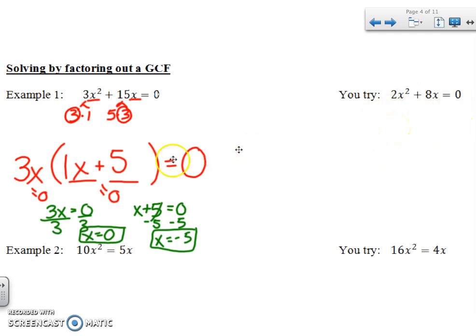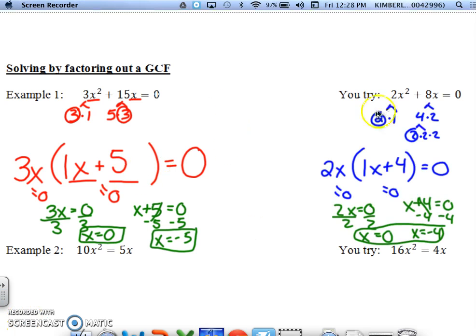So find the GCF and write it like this, and then find your solutions. The GCF was a 2, and again I took out 1x. I divided to find the inside, and I got x plus 4 on the inside. And then now I've got a factored term, so I can set them equal to 0. So again, 2x would equal 0, and you will get x equals 0. x plus 4 equals 0, and I got -4.